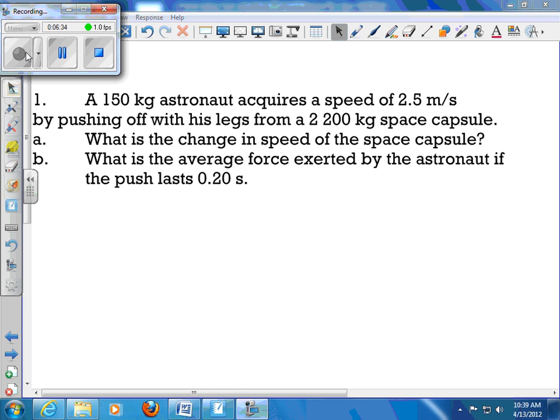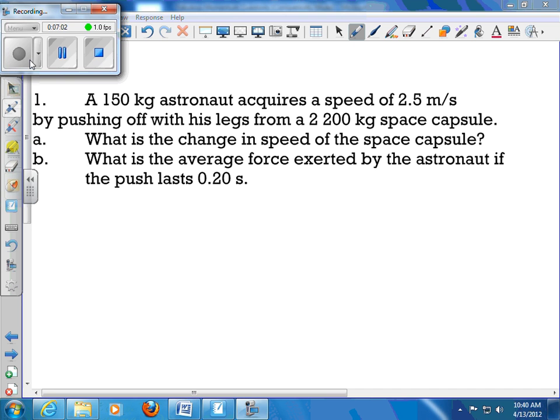Okay, so a 150 kilogram astronaut acquires a speed of 2.5 meters per second by pushing off with his legs from a 2,200 kilogram space capsule. A, what is the change in speed of the space capsule? And B, what is the force exerted if the astronaut pushes for 2 seconds? So we can figure that one out.